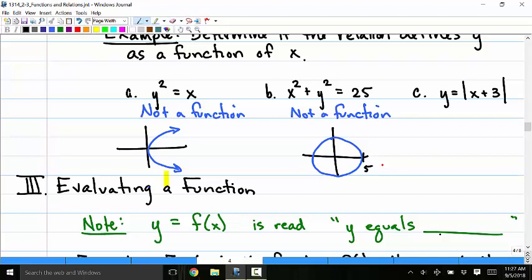The last one, y equals the absolute value of x plus 3. Is that a function? What's y? What power is y raised to? The first power. I've got it in the form of y equals something, and that something just has x's in it. So is this a function? Y is a function of x. Yes, that is a function.